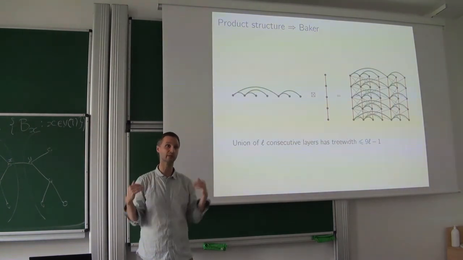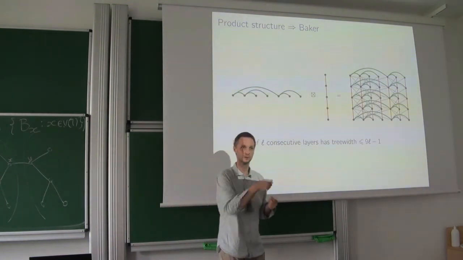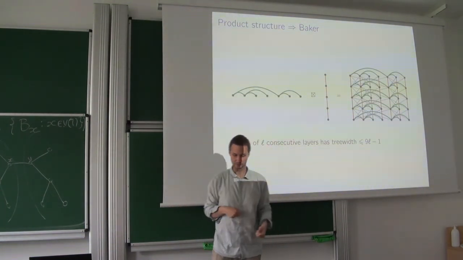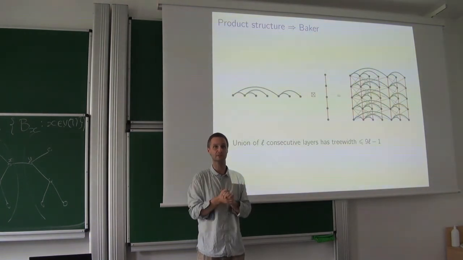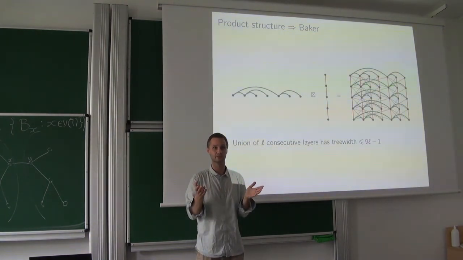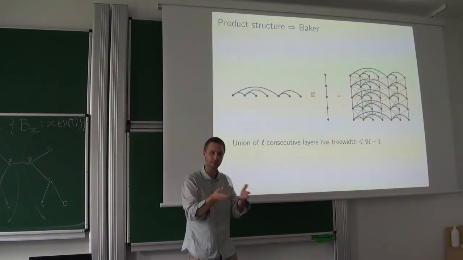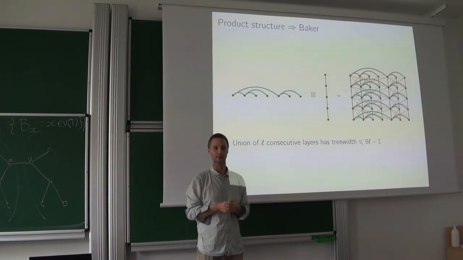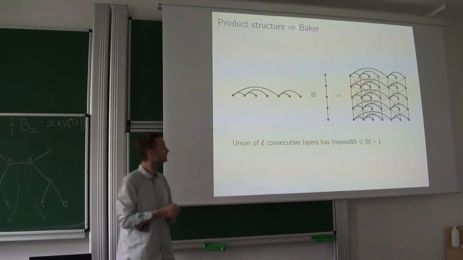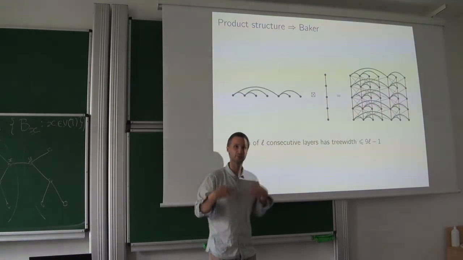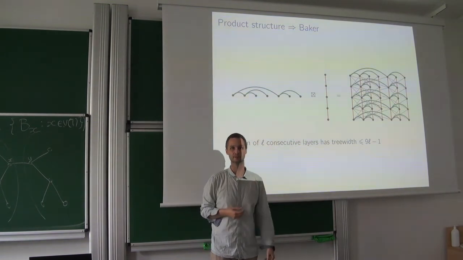So there is a notion of layering of your vertices. It's a bit more abstract as a layering because you're not using the embedding directly, but you have a layering which does exactly the same job as Baker's layering. Informally, I would say that this gives a Baker layering as well. It's not the same, but it does give one. So in this sense, you can think of product structure as a refinement of Baker's technique. That's another way of seeing it.